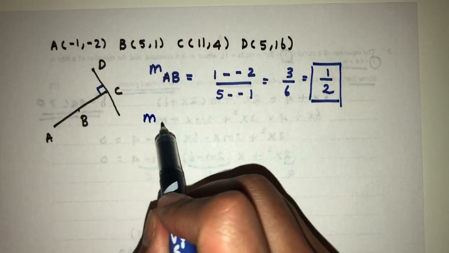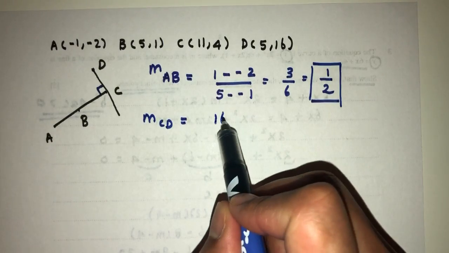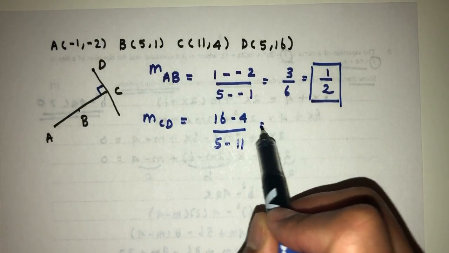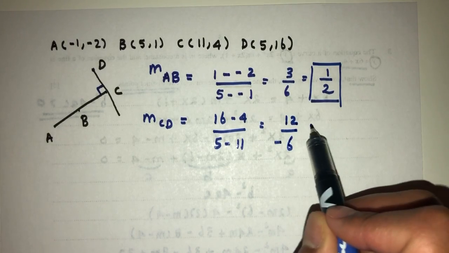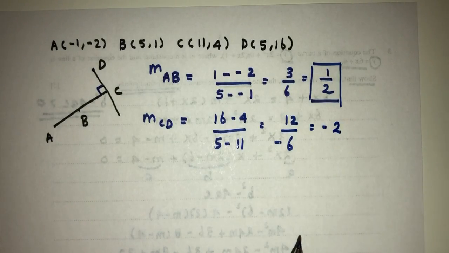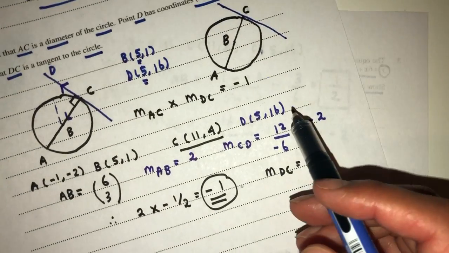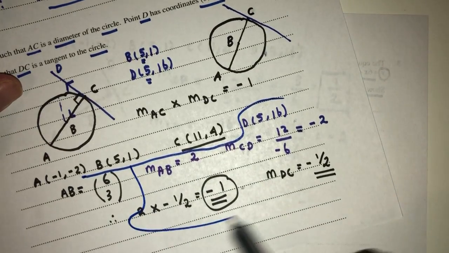Now gradient of CD, same formula, y2, 16 minus 4 over 5 minus 11. That will be 12 over minus 6. That will be minus 2. Okay, so I think here I made a mistake in the points, so ignore this part here. Ignore this point. Don't look at this, look at this.